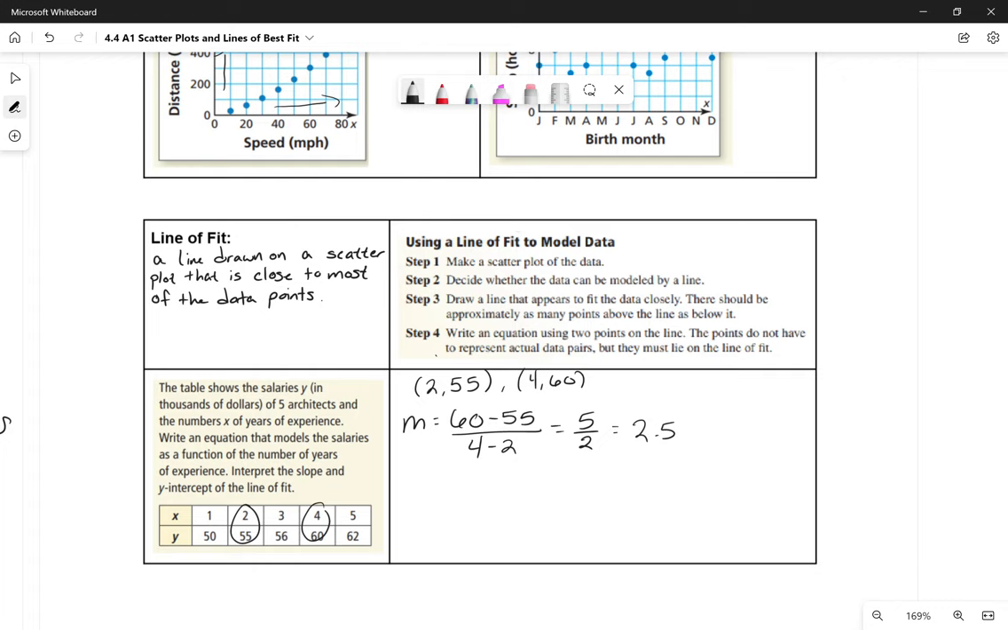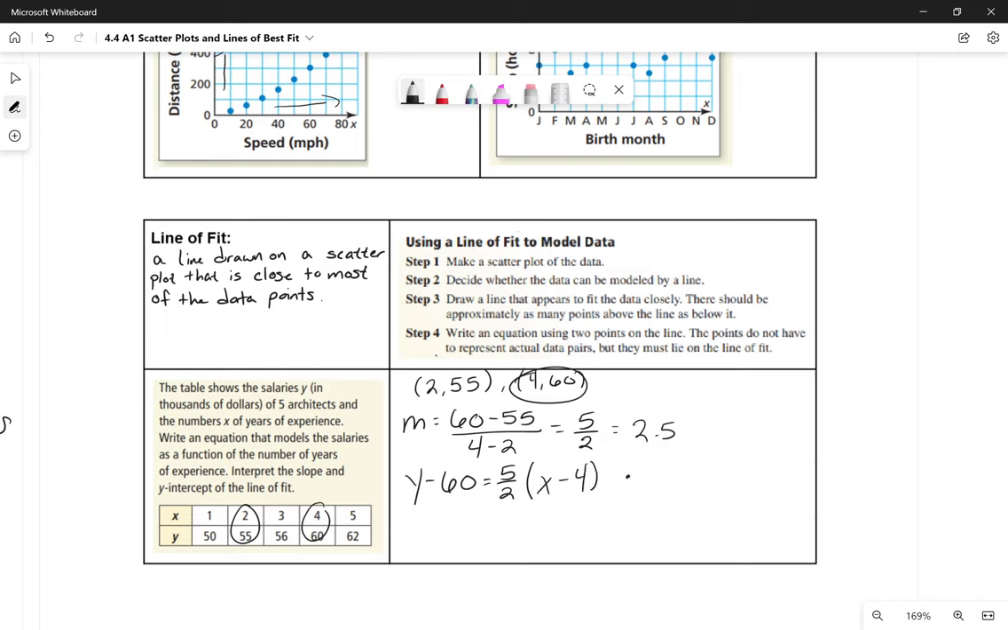But now we need to find our y-intercept. We can use point slope form. We just have to pick one ordered pair since we already have our slope. So I'm going to pick the ordered pair 460. And I'm going to use my equation for point slope form. So I'm going to have y minus y1, which is 60, equals our slope, which is 5 over 2, I like fractions better, times the quantity of x minus x1, which is 4.